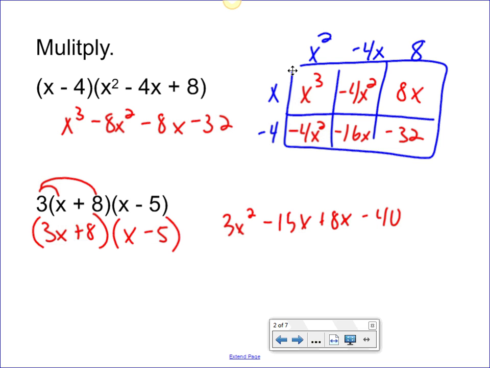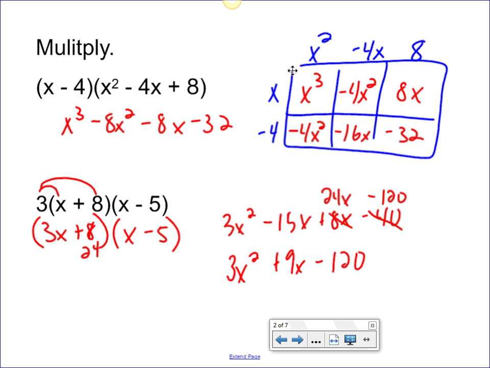Sorry, I screwed up back here. This should have been a 24. So this would have changed. Sorry, let me gather my thoughts here. So I'd have a 3x squared if I FOIL. I'd have a negative 15x. This would be a 24x, and this would be a negative 120. I apologize for that. So my final answer would be 3x squared plus 9x minus 120.